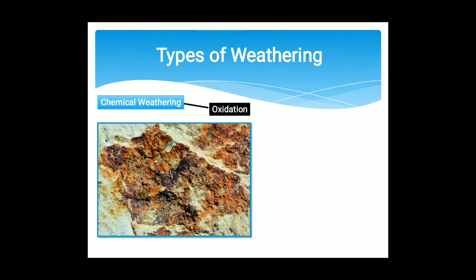The third type is oxidation. This process occurs in rocks which have iron present in them. The iron in the rock comes in contact with water and a chemical reaction takes place between iron and oxygen. Hence, a reddish colored layer forms on the rock. This is called rust. Because of this rust, weathering of rock occurs.